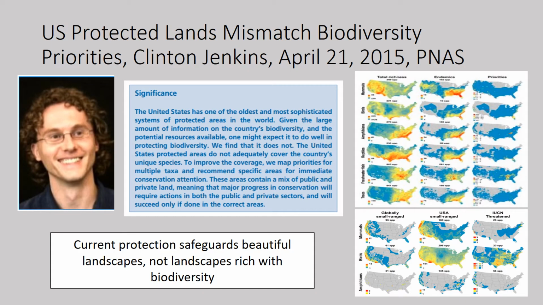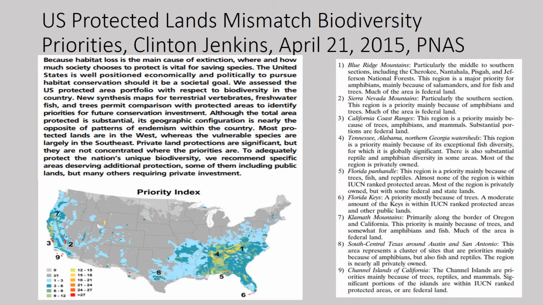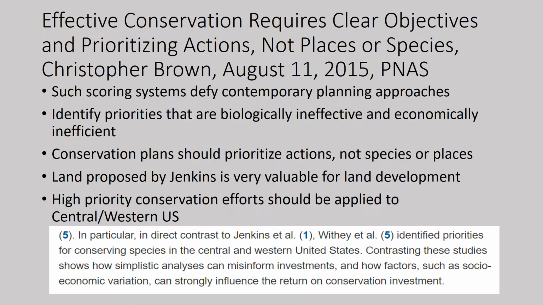Let's begin by talking about Jenkins' work. The key point of Jenkins' article is that there is an alarming mismatch between protected lands and lands that should be protected based on taxa present in those lands. He found that certain lands should be protected based on priority scores which stem from endemic species living there. His main priorities were the Southeast and California.